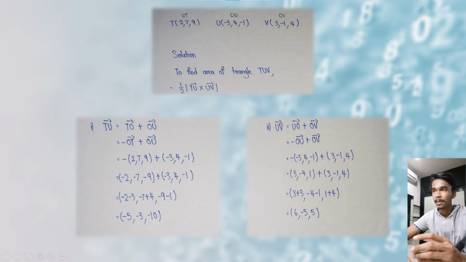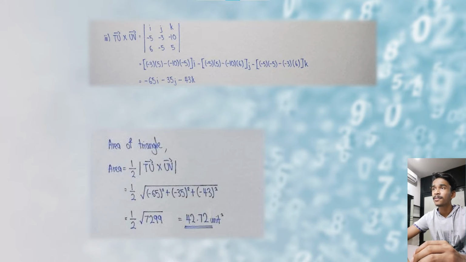And the next step is same as the previous solution, where we find the value of vector TU, which we have to add the values from the respective unknowns. Once we did that, we can get the value of vector UV, which is 6, -5, and 5. Thirdly, we're going to find the product of vector TU and UV.